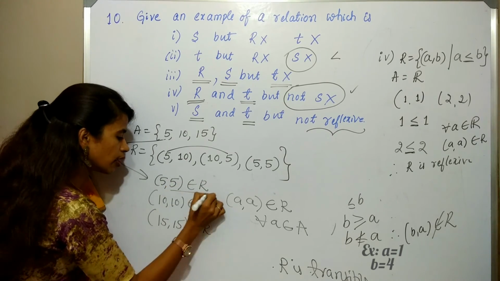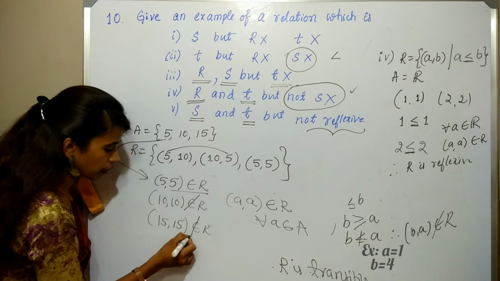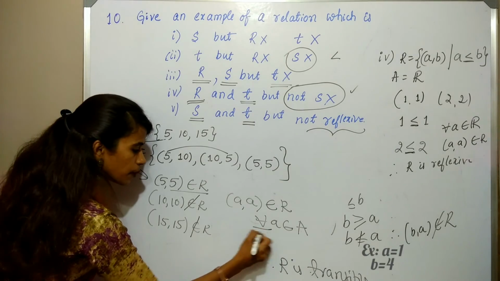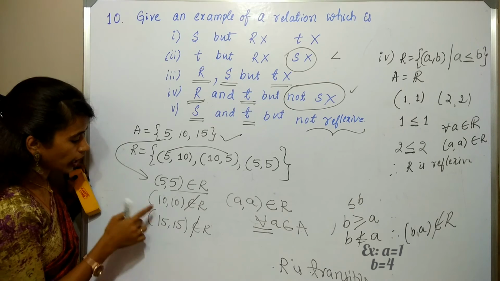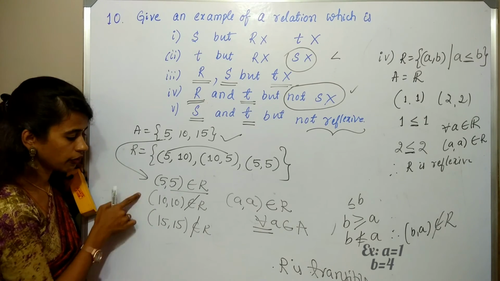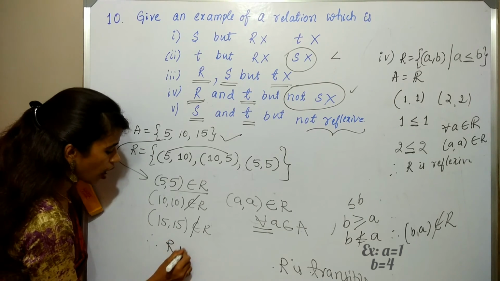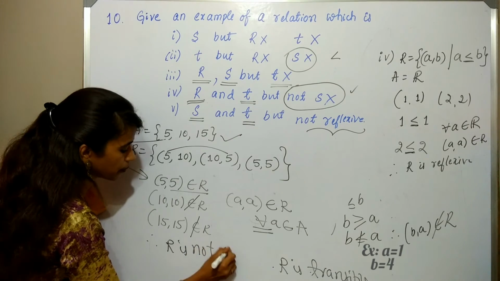So 5 with 5 clearly belongs to R. But what about 10 with 10, 15 with 15? Here it is for all, so we check every element of the set A. We don't have such pairs 10 with 10 and 15 with 15. Therefore, R is not reflexive.